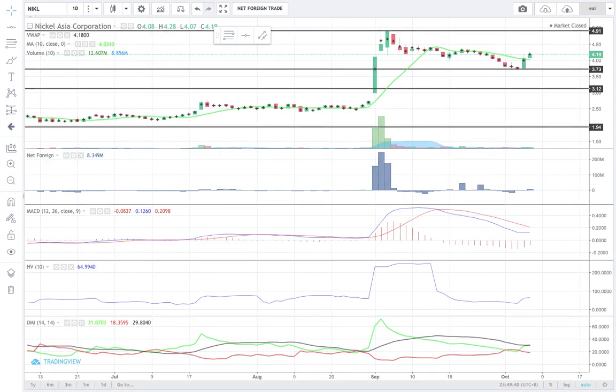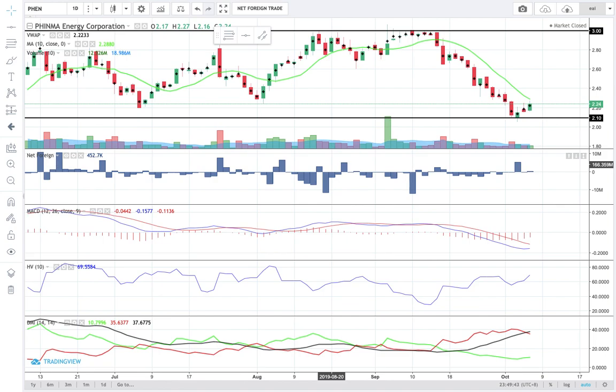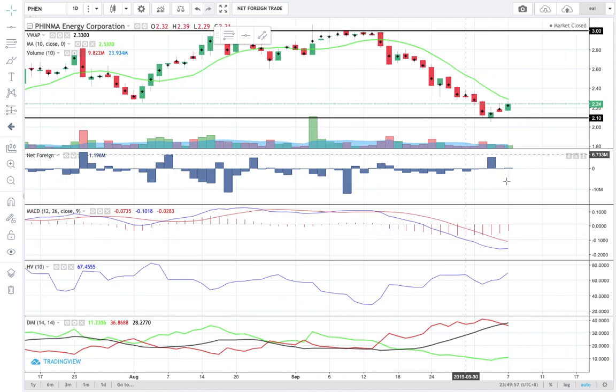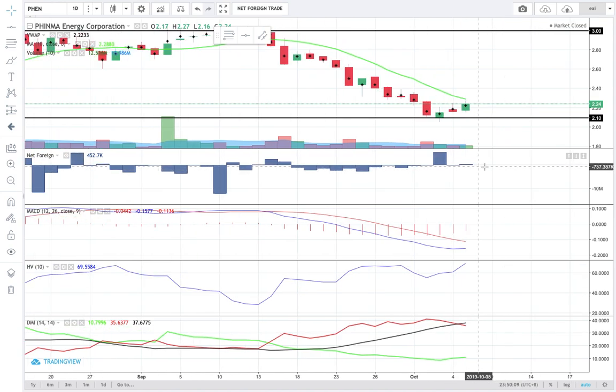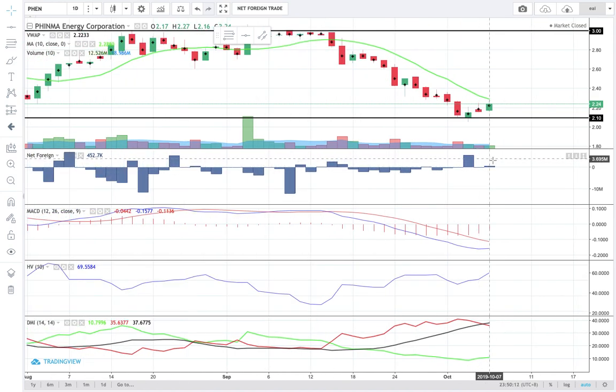Then next is PHEN. It closed today at 2.24. Despite the appearance of the last candlestick as a green one, it's still below the 10 SMA, and MACD is still moving below the signal line. Therefore, our 10 SMACD combo is bearish. Foreign funds registered a net foreign buying worth 452,000 pesos only. The last volume bar is green, and it is higher than the 50% of the stock's 10-day volume average. Risk level is about to become high.